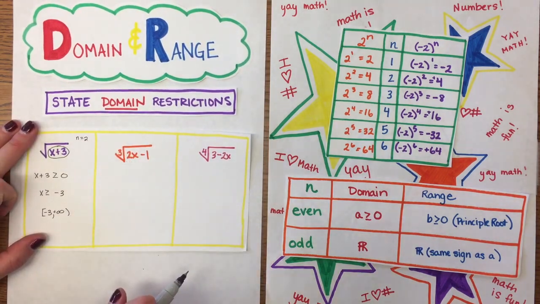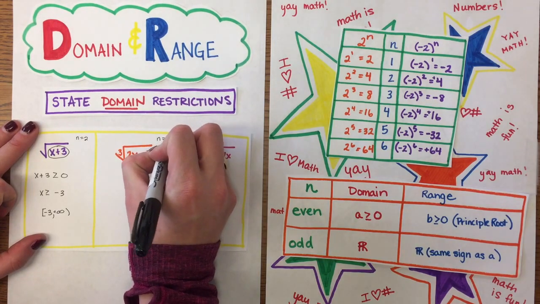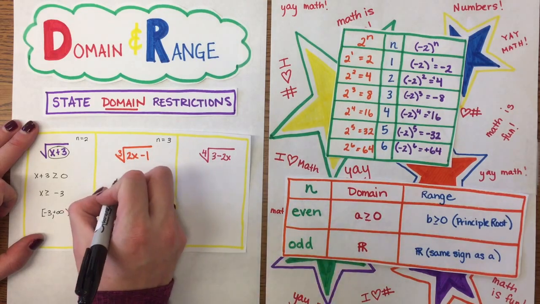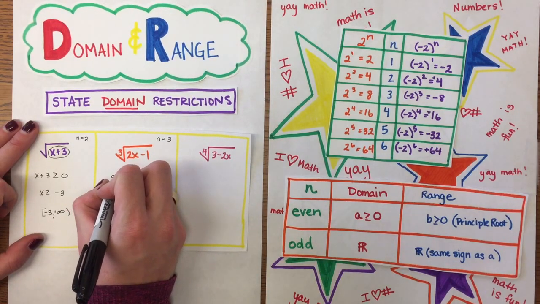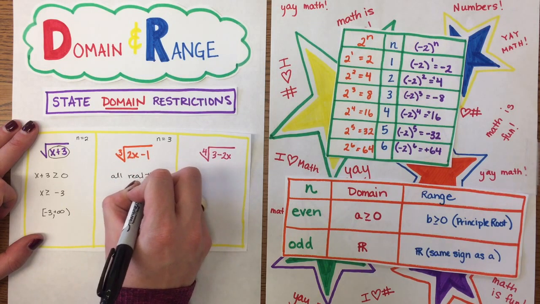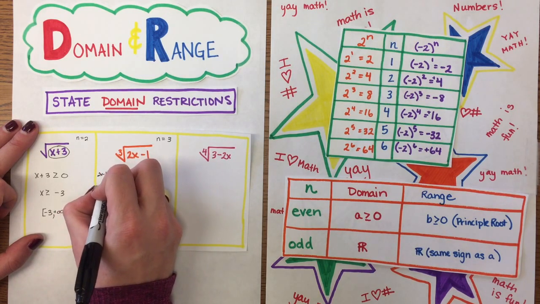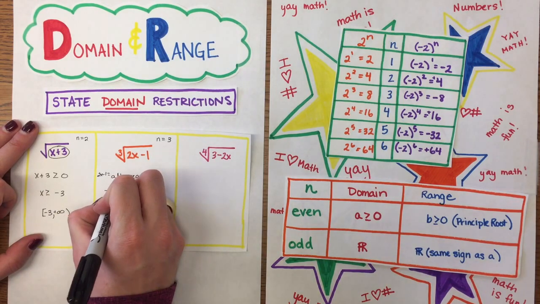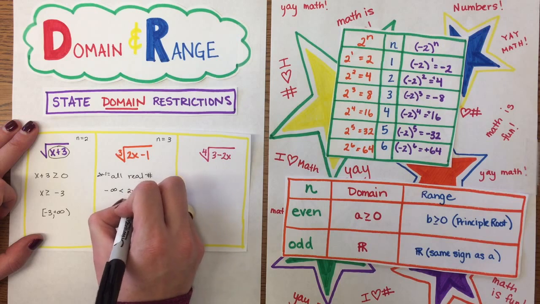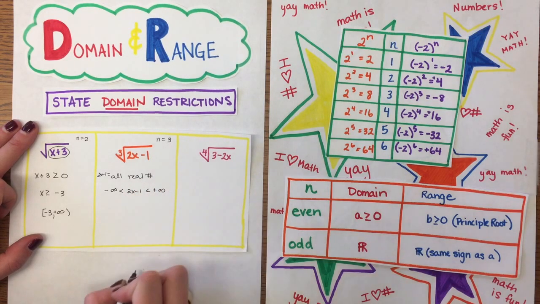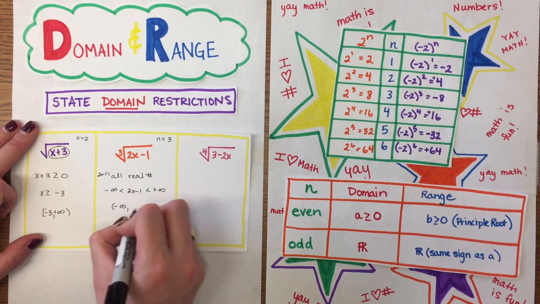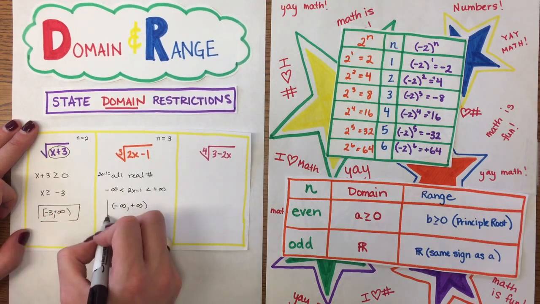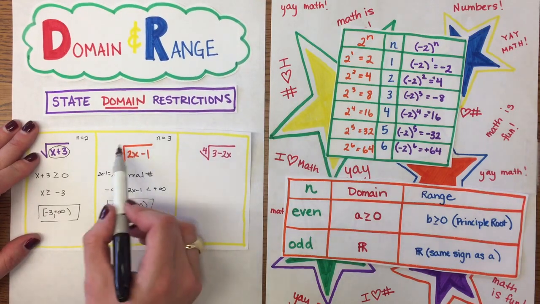Cube root of 2x minus 1. All right, so n is equal to 3. I have an odd index, so my domain is going to be all real numbers. So 2x minus 1 can be all real numbers. So really, negative infinity is less than 2x minus 1 is less than positive infinity, or we just have all real numbers from negative infinity to positive infinity for x. So x can take on any value.